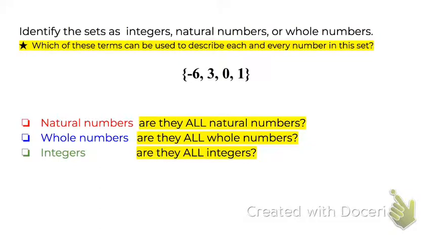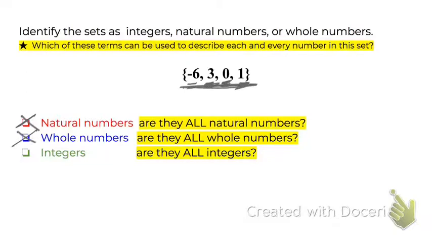Okay, let's look at some of these. It says, identify the sets as integers, rational numbers, or whole numbers. So it says, which of these terms can be used to describe each and every number in the set? Like if you look at this first one, natural numbers. Yeah, 1 is a natural number, but 0 is not a natural number. 3 is a natural number, but -6 is not a natural number. Whole numbers. 0 is a whole number, 1 is a whole number, 3 is a whole number, but -6 is not a whole number.